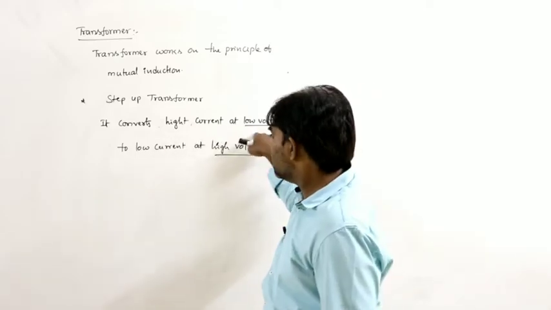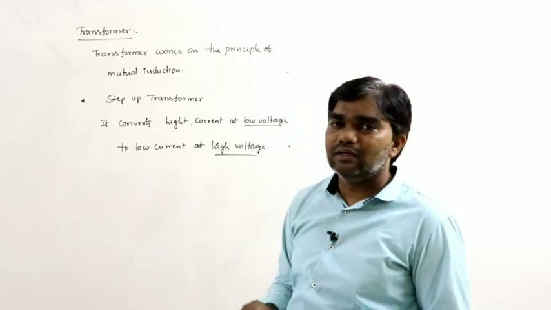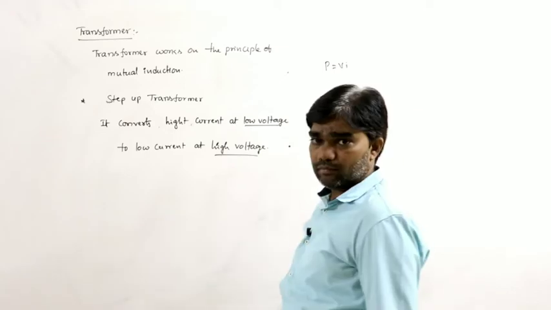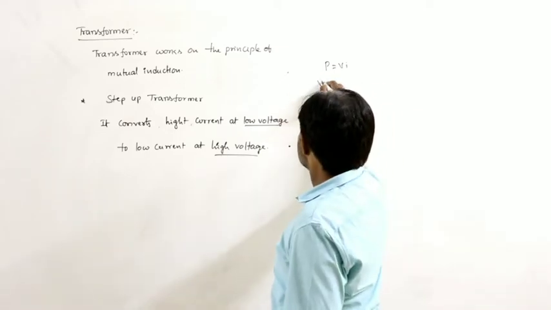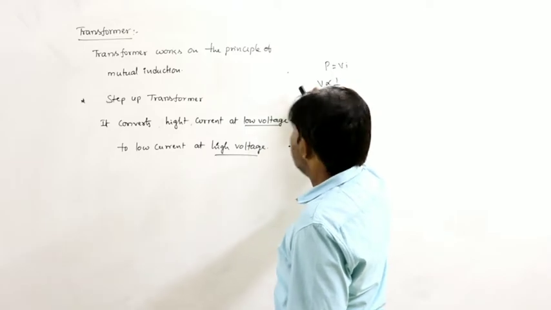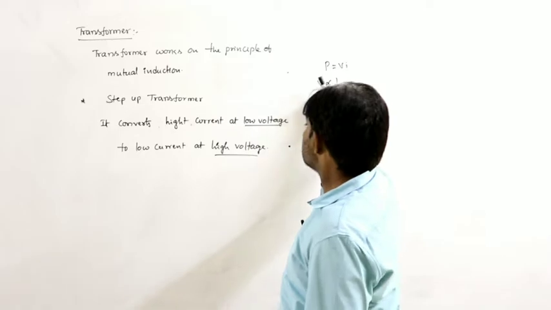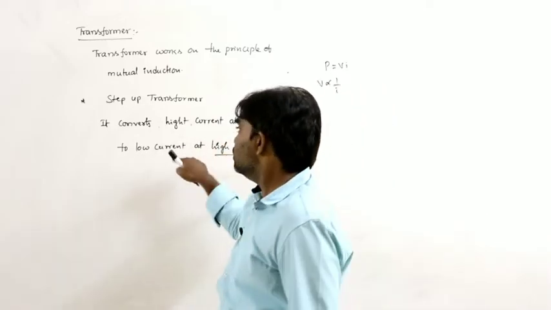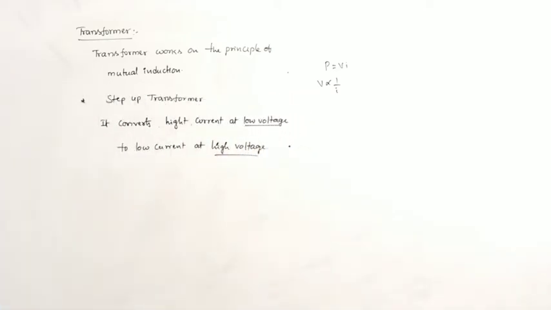Why high current at low voltage, and low current at high voltage? Because the power remains constant. The actual formula is power equals VI, potential into current. If the power remains constant, V is inversely proportional to I. If V is more, I is less, or if I is more, V is less. Based on this concept, it converts high currents at low voltage to low currents at high voltage. That is the working principle of a step up transformer.